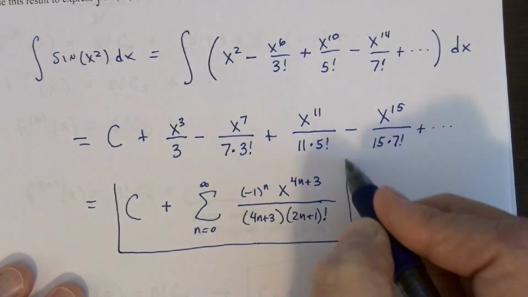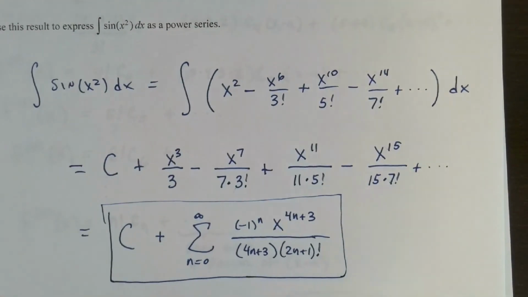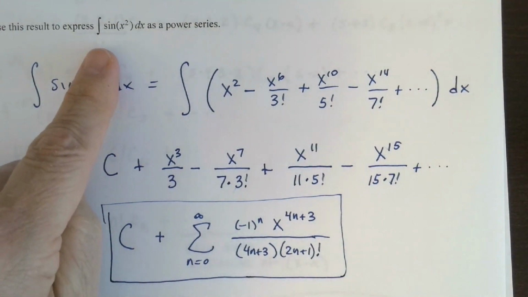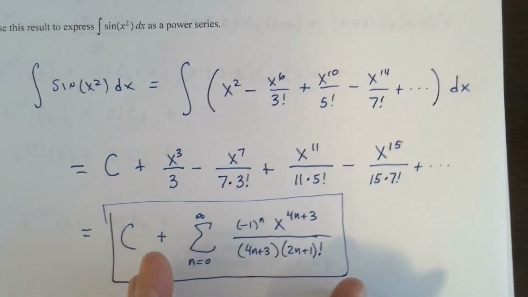So there it is. There is the antiderivative of sine of x squared, which we could not do until we talked about power series. Just in closing then, this is helpful if I do want to evaluate the definite integral, say from 0 to 2 of sine of x squared. I can use this power series to evaluate it.